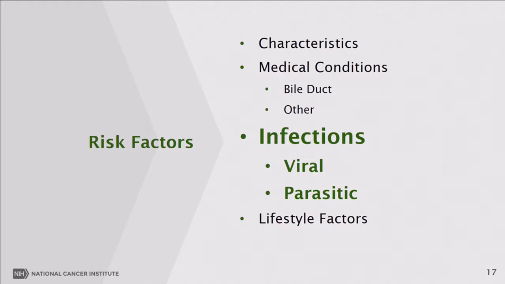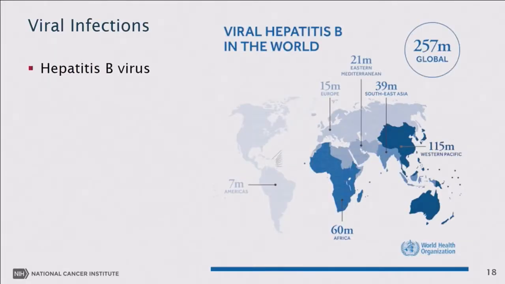Some infections that have been associated with cholangiocarcinoma. Hepatitis B virus is a viral infection that causes inflammation of the liver. This is passed via the blood, and commonly people that develop a chronic hepatitis B virus are actually infected very early in life, usually before the age of 5. So one of the most common routes of transmission for this is a mother-to-child transmission. And on this map from the World Health Organization, you can see that the countries in the darkest blue have the highest rates of hepatitis B. And this is primarily in Asian countries and also in Africa.